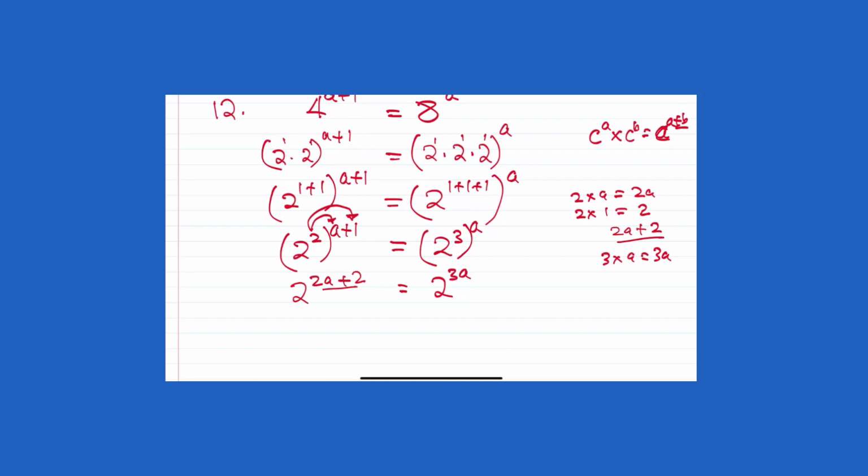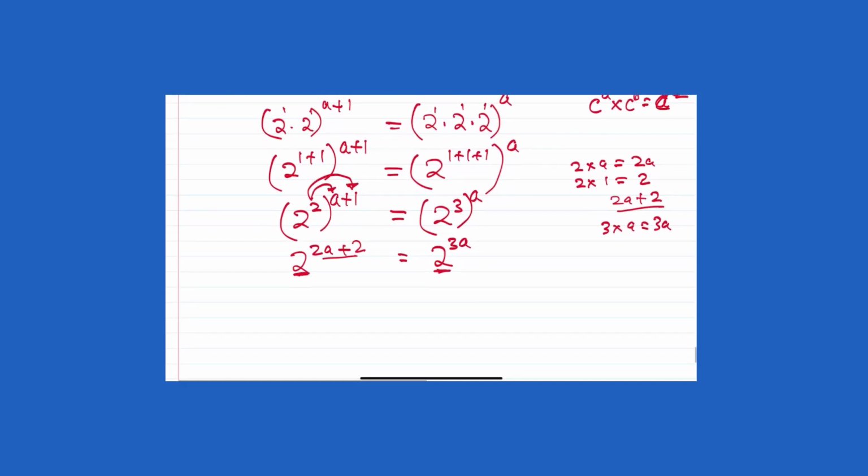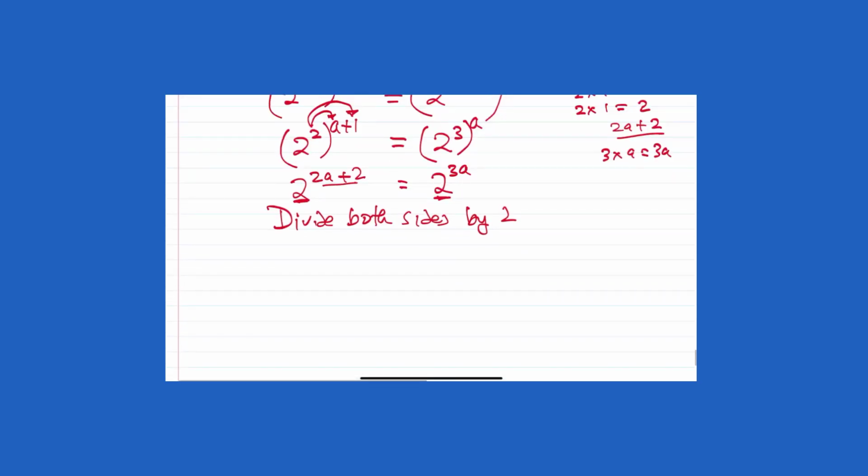Now we have that, you can see the same base value. So what do we do with the same base value based on your experience to date? We equate the exponents. Let me rewrite it. So we have 2 to the power of 2a plus 2 equals 2 to the power of 3a. And see what happens now? This will cancel out, and we are left with 2a plus 2 equals 3a.